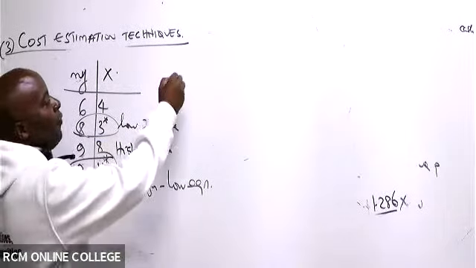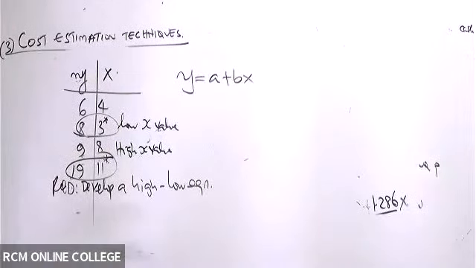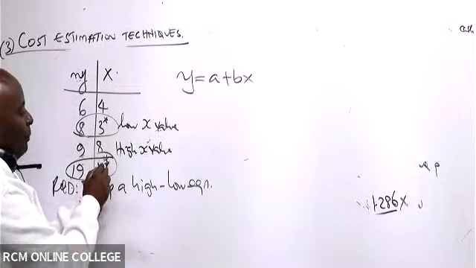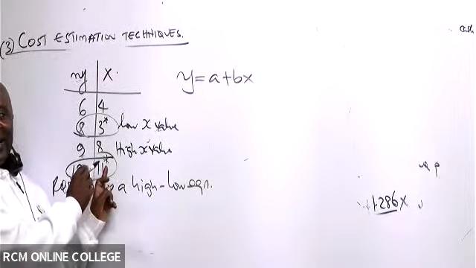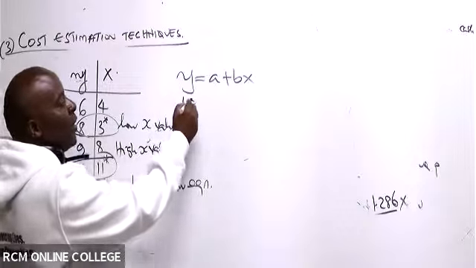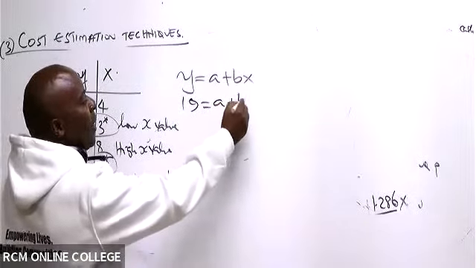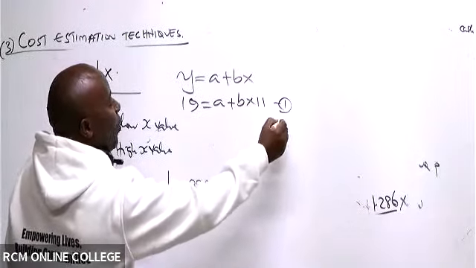So go ahead and form our general equation, y equals a plus bx. We needed 2 points to be able to come up with 2 equations. We start with the higher one. Remember the higher one, x is what here, somebody? 11, and y is 19. So y, which is 19, equals a plus b times x, which is 11. Equation number 1.